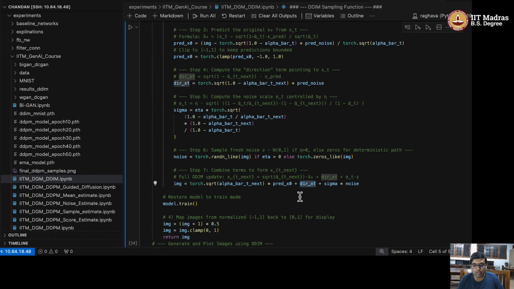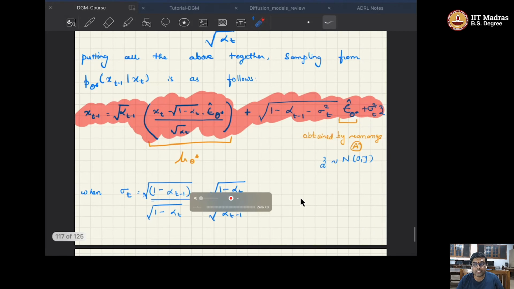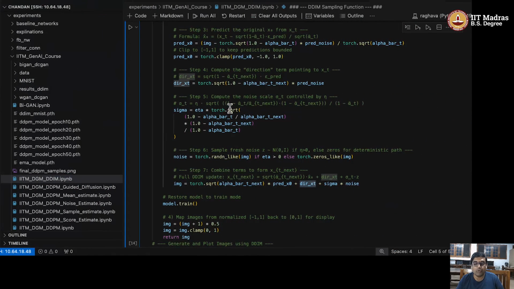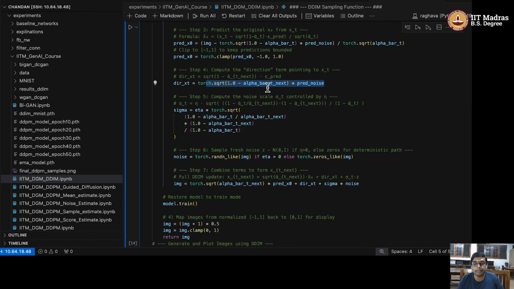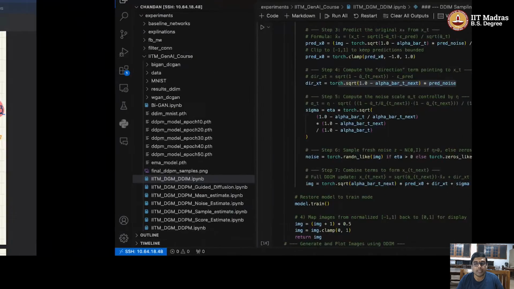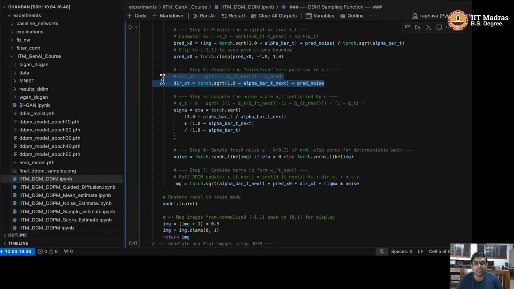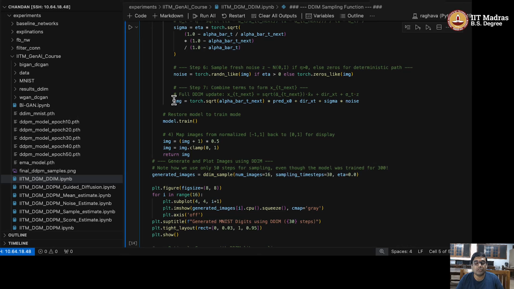And then you have obtained the direction. This is the direction that you have obtained. Now, how did you get it? You can see that this is square root of 1 minus alpha bar t next, which is this. This will have eta, because of which it will become 0. This into the predicted noise, that is what you're getting here. This is called the direction of xt. You're adding all of them. Now this is the image.